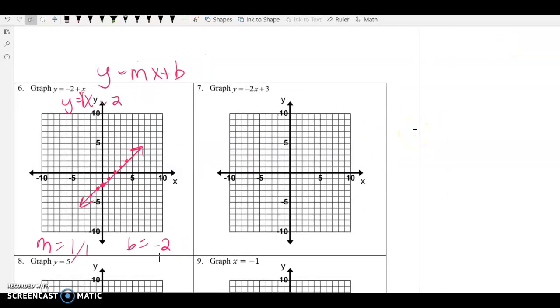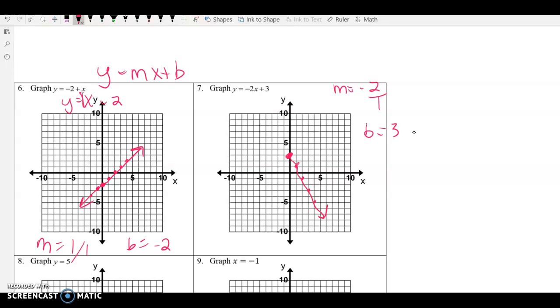Let's try number 7. Number 7, what's my slope? It's always that variable connected to the x, so -2 or -2 over 1. My y-intercept is at 3. So I'm going to start by graphing my spot at 3 on my y-intercept. And from there, my slope should be going down. It's a negative slope. So I'm going to go down 2 to the right 1, down 2 to the right 1, down 2 to the right 1, down 2 to the right 1.